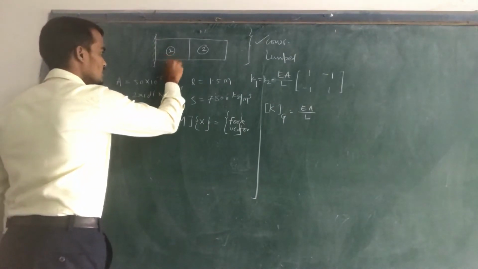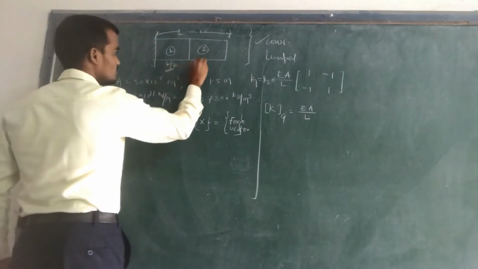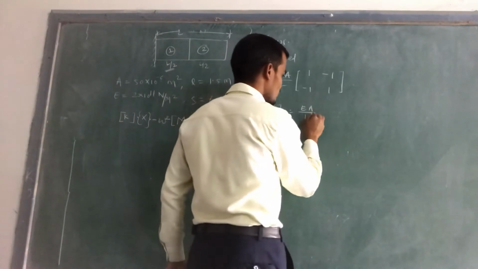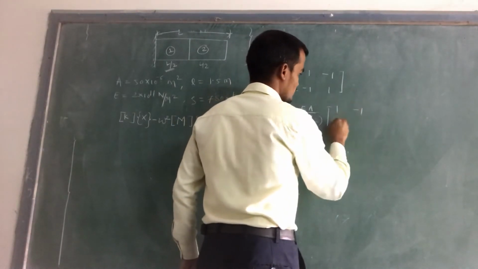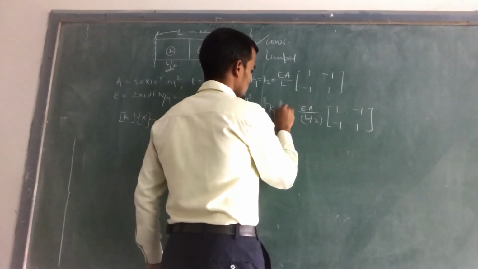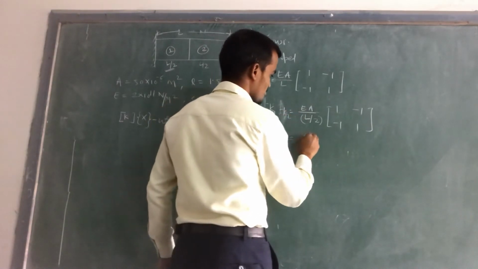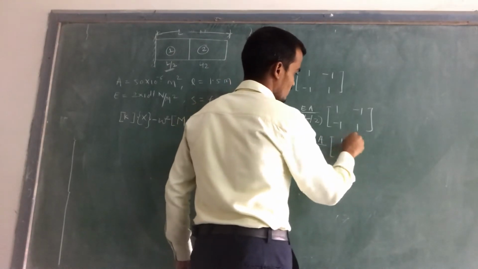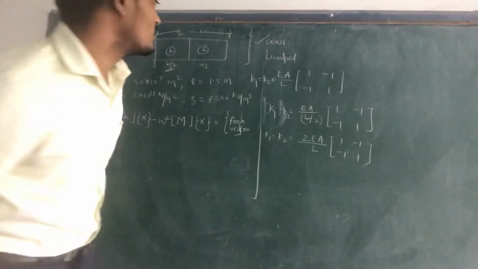The global K is E into A by L, but here L is the total length. Each element will have length L by 2, so instead of L we need to put L by 2. K1 is equal to K2, which finally becomes 2 times E into A divided by L in bracket 1 minus 1 minus 1 1. Now we need to find the global stiffness matrix.